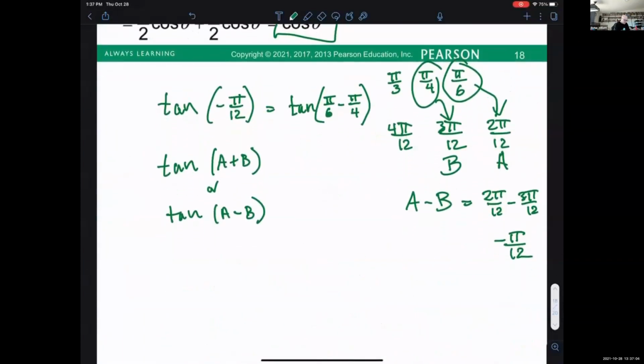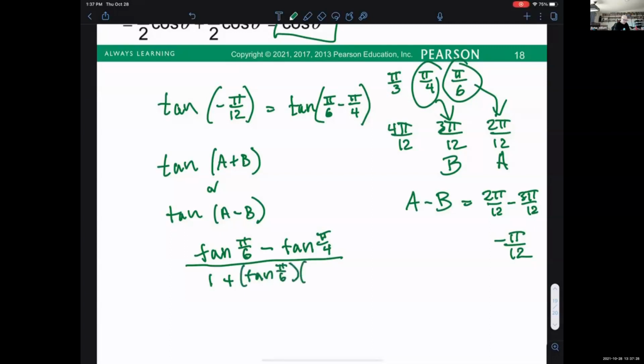So in this case, I would have tan A, which is tan of pi over 6, minus tan B, tan of pi over 4, over 1 plus tan A, which is tan of pi over 6, times tan B, tan of pi over 4. Questions about how I was able to convert tan of negative pi over 12 into a tan of a difference and then use the formula to get something to evaluate here?